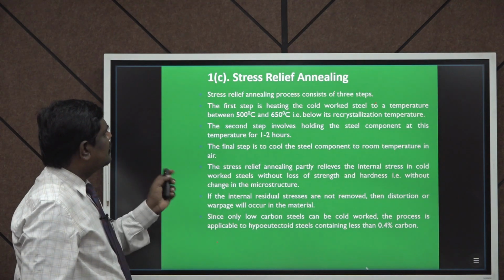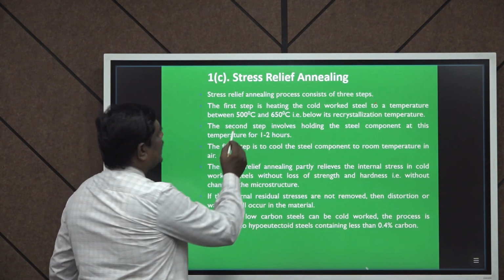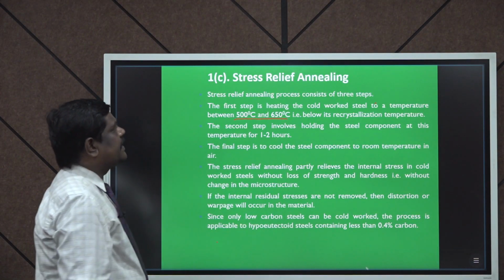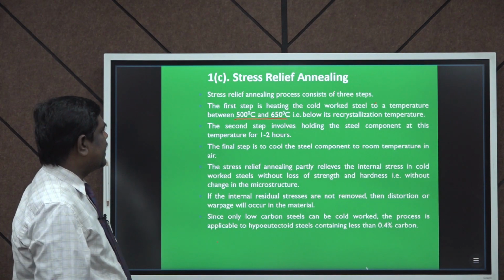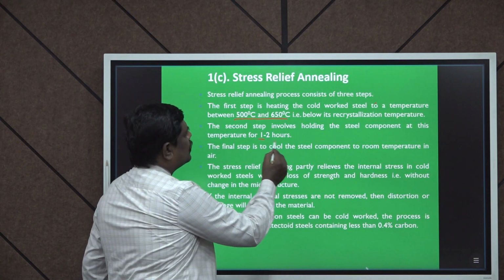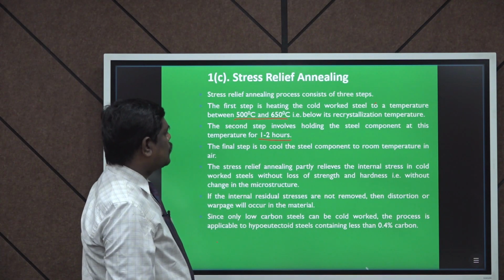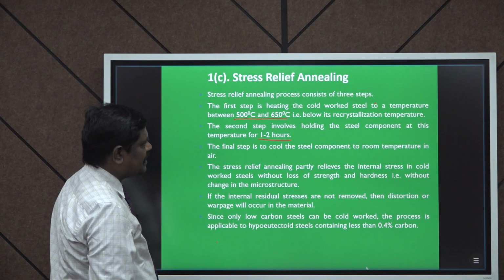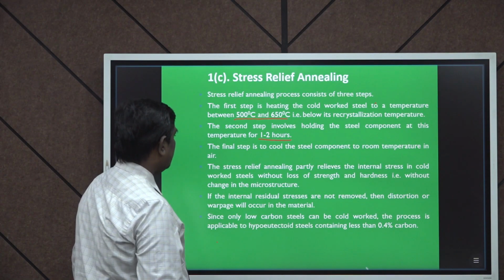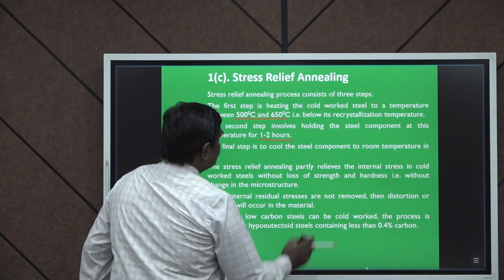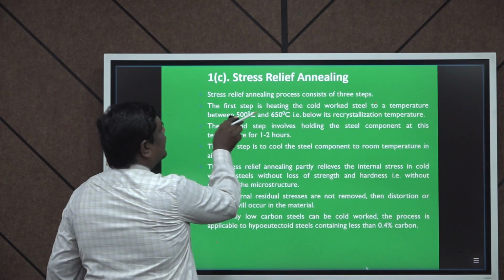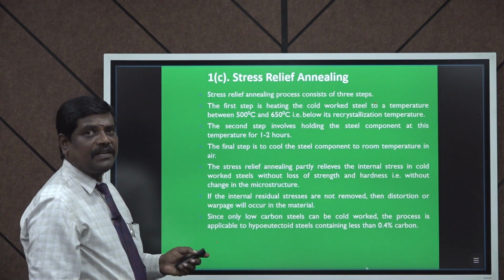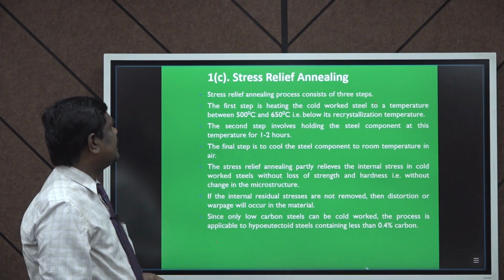So, for stress relief annealing, we have to heat the steel from 500 degrees centigrade to 600 degrees centigrade, hold it for 1 to 2 hours and cool to room temperature using air. So, by this method we can relieve the residual stress stored in the material.